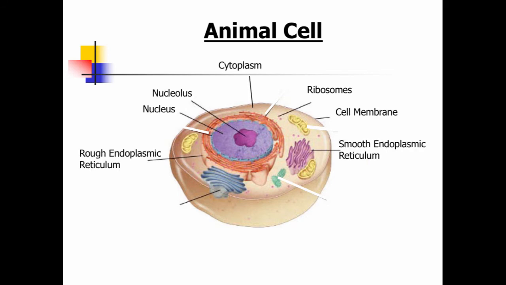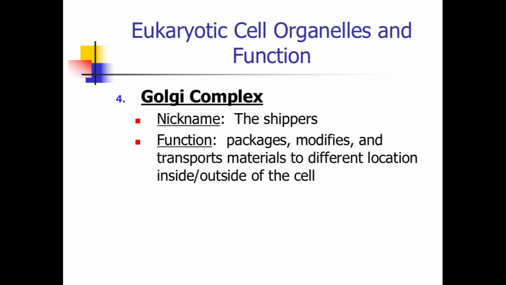So rough ER, smooth ER. So let's talk about the Golgi complex. The Golgi complex is nicknamed the shippers. You can think of them as like the UPS or the FedEx of the cell. Their job is to package, modify, and transport things throughout the cell or even outside the cell.